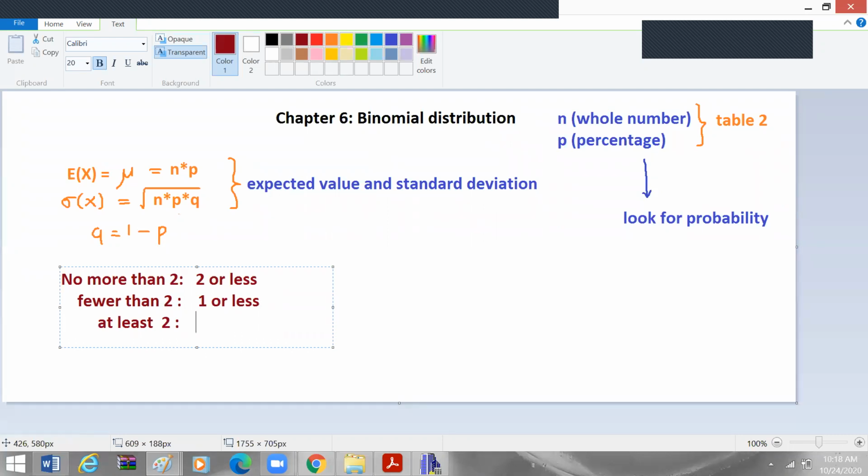But do we count 2? Sorry? Do we count 2 in this for that? At least 2. Yes, right? So 2 or more. Very important.